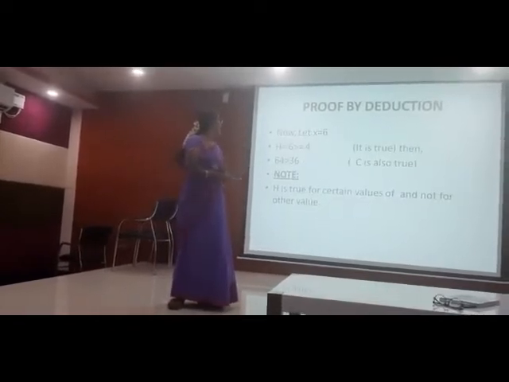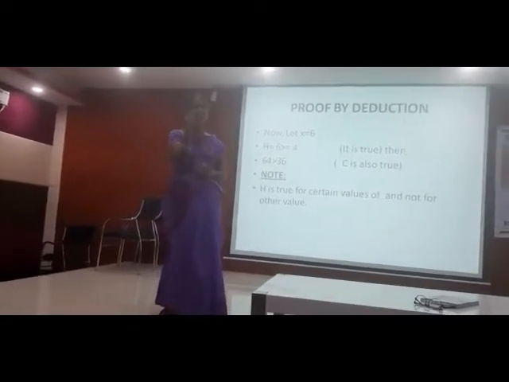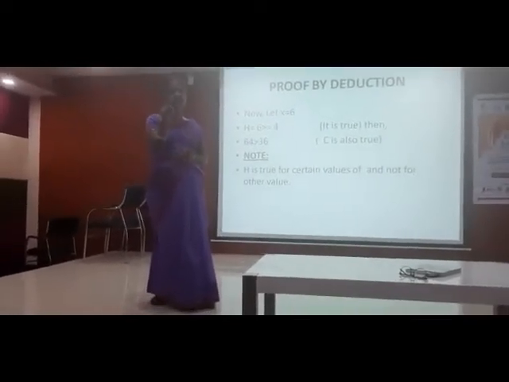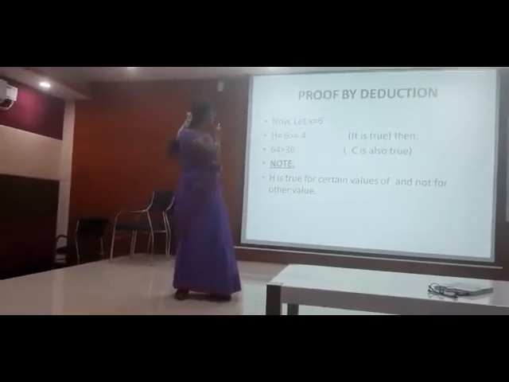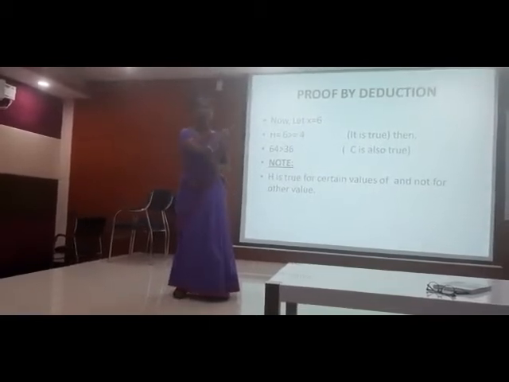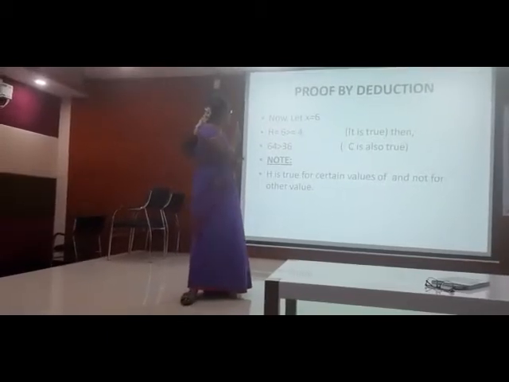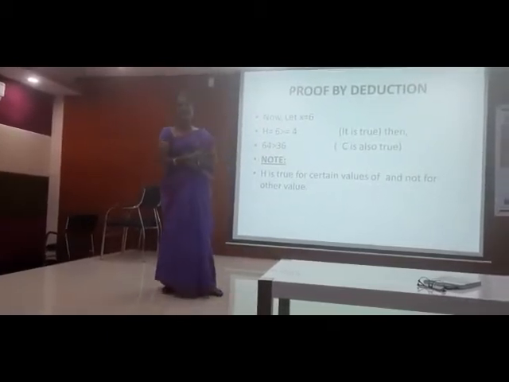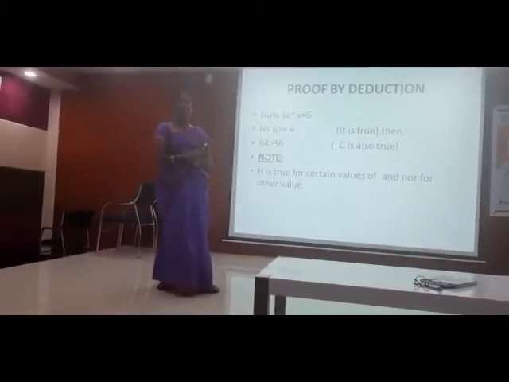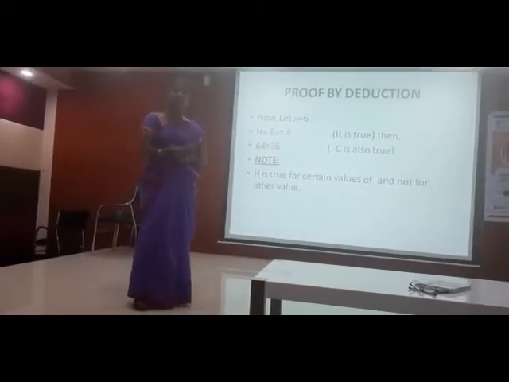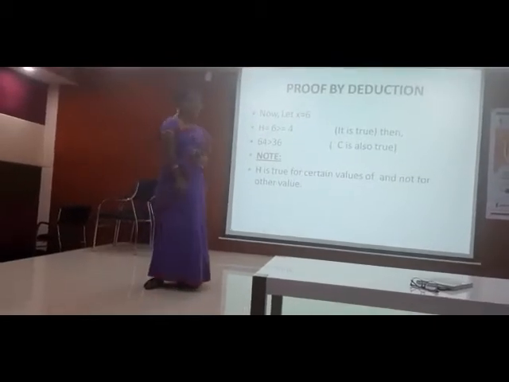Next, let us put x equal to 6. What happens? Is x greater than or equal to 4? 6 is greater than or equal to 4. Yes, the condition is true. Therefore, 2 to the power of x is 2 to the power of 6, so it is 64. Is 64 greater than or equal to x square? x square is 6 square, which is 36. 64 is greater than 36. Therefore we come to the conclusion that if the hypothesis is true, the conclusion is also true. H may be true for certain values and not for other values.